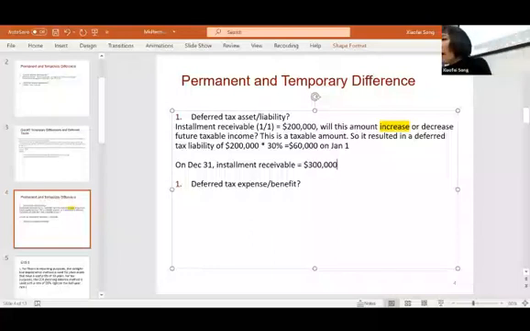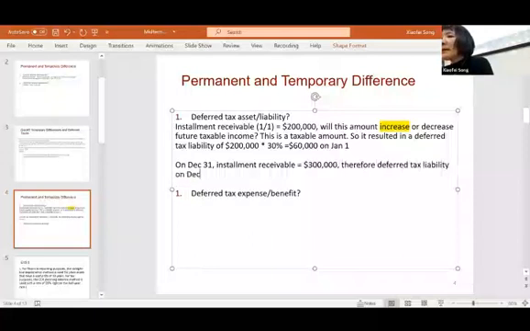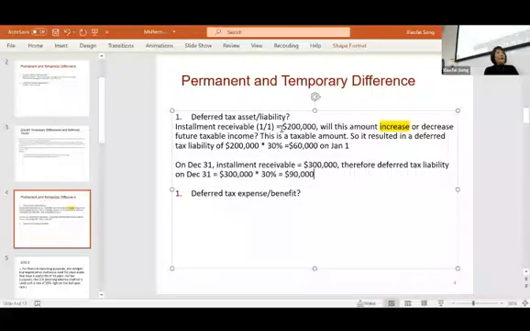So therefore the deferred tax liability on December 31st equals 300,000 times 30%, so that is $90,000. Okay, so here's the answer. Is this part a deferred tax asset or a deferred tax liability? What's the amount? So the answer is, on December 31st, there will be a deferred tax liability of 90,000.